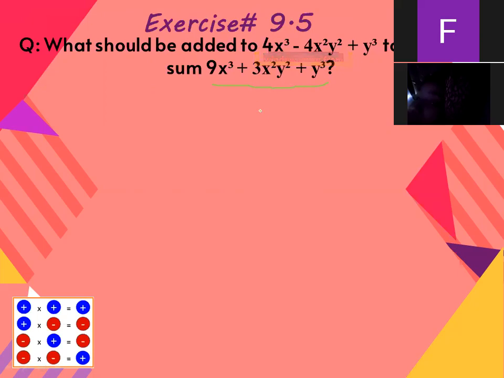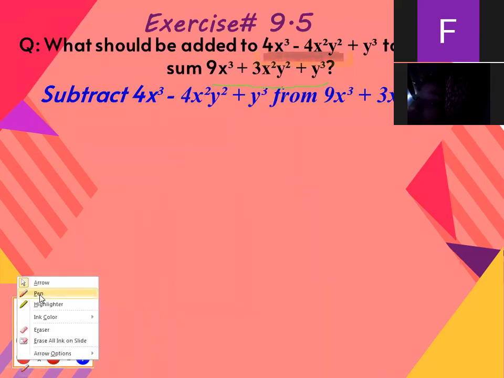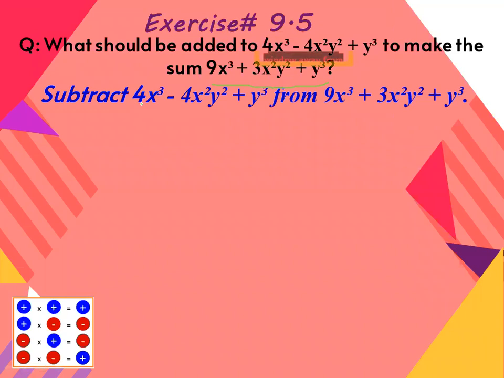So what you are going to do, you will simply write subtract 4x cubed minus 4x squared plus 4xy plus y cubed from 9x cubed plus 3x squared y squared plus y cubed. Okay, so this is your expression number 1, and this is your expression number 2. Okay, you are going to subtract this expression from the answer. Okay, now you are going to apply both the methods here, vertical as well as horizontal.